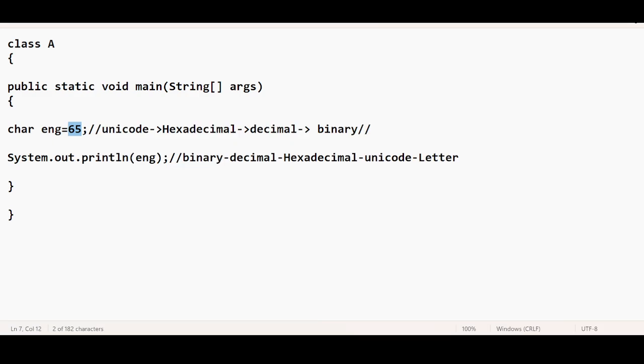What is happening behind the scenes? The moment you assign the number directly, this will be treated as a decimal number. These steps will be removed. From decimal to binary conversion will happen. This is for the storage. For the execution, again from binary to decimal number, from decimal to hexadecimal, from hexadecimal to Unicode, from Unicode to letter.